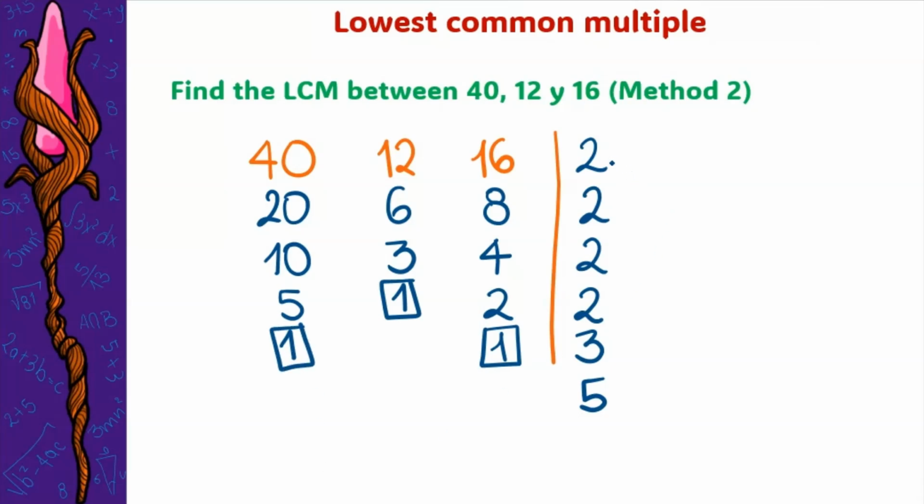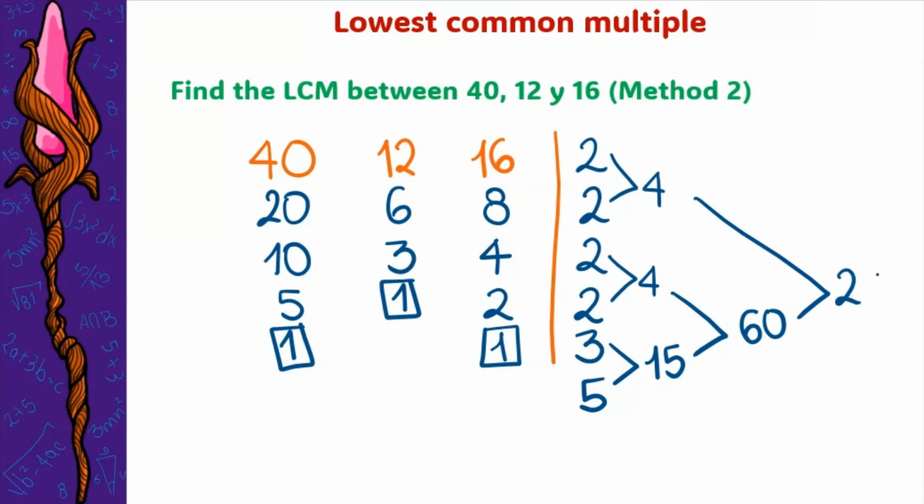Then the lowest common multiple is going to be 2 times 2 is 4, 2 times 2 is 4, 3 times 5 is 15, 4 times 15 is 60, and 4 times 60 is 240. So again, we found that the lowest common multiple is 240.